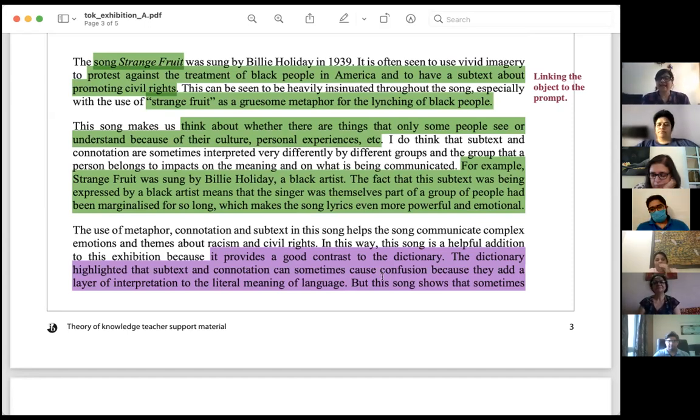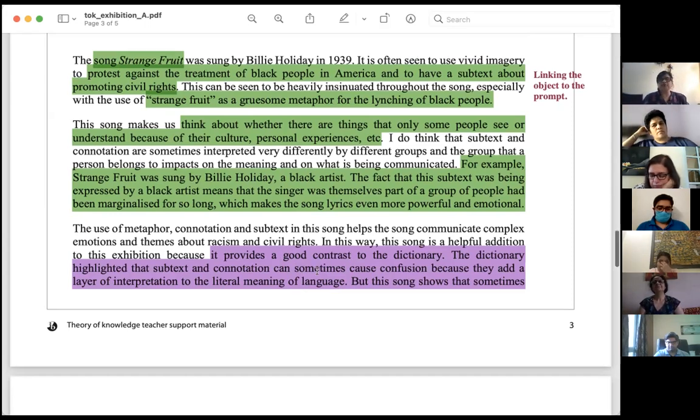Now, again, I remember this discussion when we were doing the first moderation. Do we really need to link objects, or do we just need to link the objects to the prompt? And I remember some saying yes, some saying no. There is no hard and fast rule. However, if you can make that link, and if that link brings an edge to your commentary, why do you stop teaching the child how to make that link?